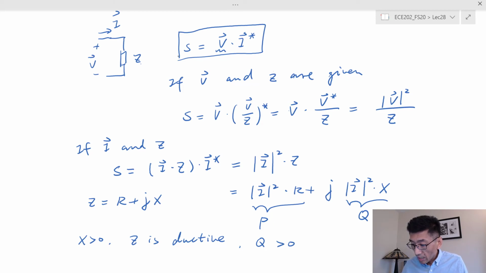Okay. So next we're going to introduce the conservation of complex power by introducing Tellegen's theorem.